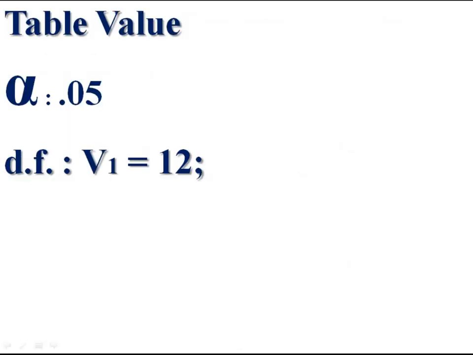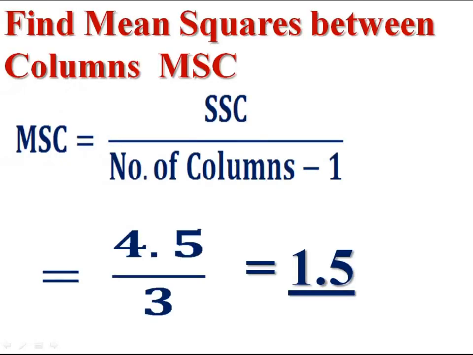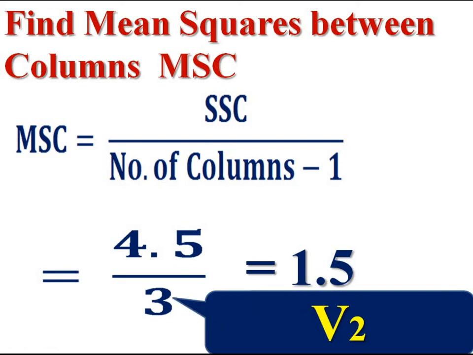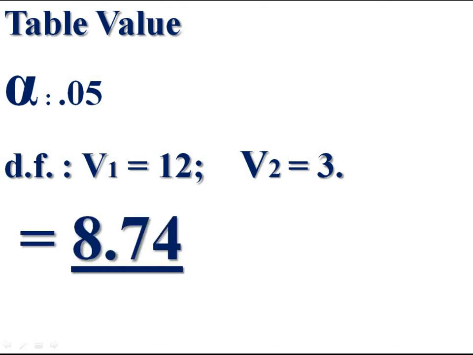Then V2. V2 is the denominator of the smaller variance. Smaller variance is MSC. MSC is equal to 4.5 divided by 3. 3 is the denominator. Therefore, V2 is 3. Now we have V1 12, V2 3. It is the degrees of freedom. Level of significance 0.05. Find the table value. It is 8.74.